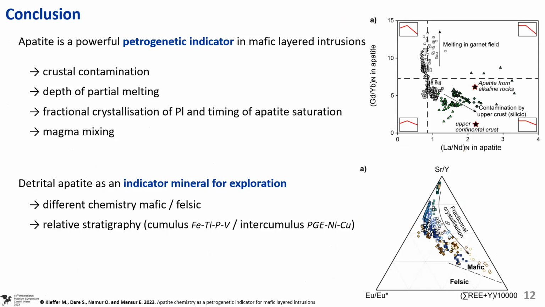Just as a take-home message, apatite can be very useful as a petrogenetic indicator because it can trace several processes that other minerals or whole-rock analysis can trace. And also there is a huge potential to use detrital apatite as an indicator mineral for exploration. So thank you for your attention.